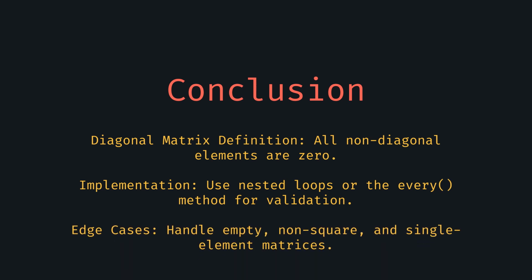In summary, this program checks if a matrix is diagonal by validating its non-diagonal elements. The implementation is efficient and handles common edge cases gracefully.